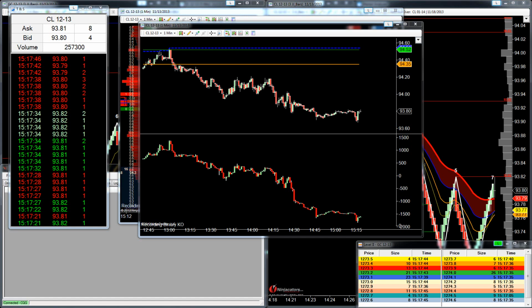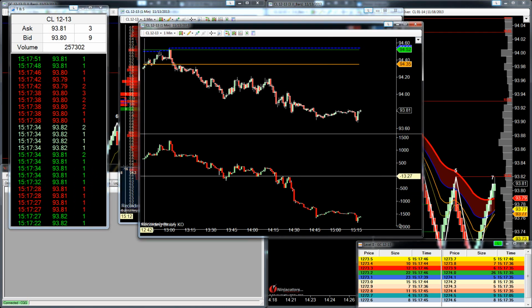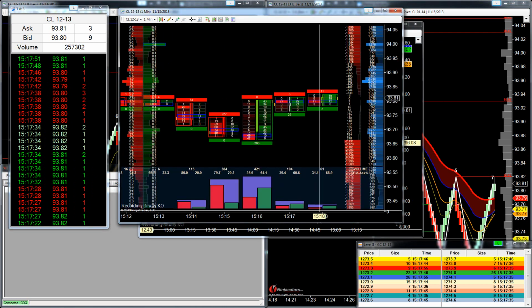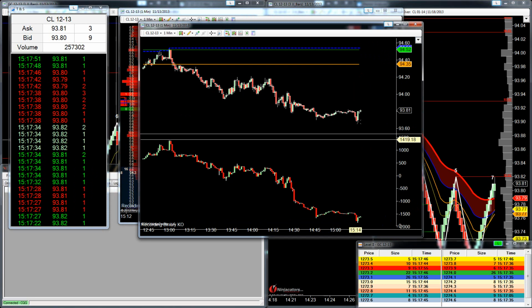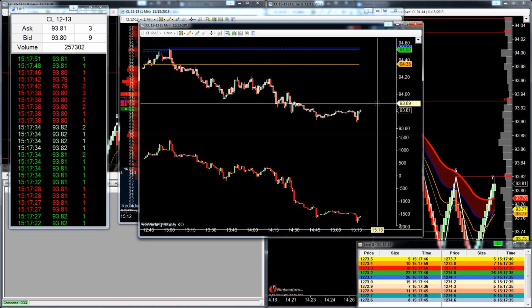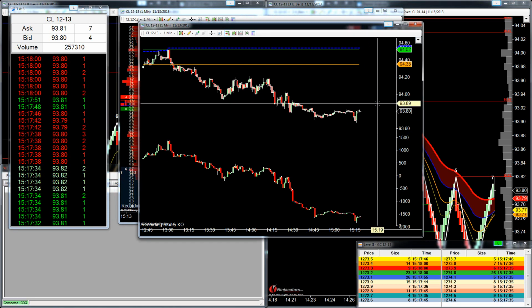Reading. Now, there's a lot of different tools that we can use for tape reading, whether it's the time and sales window, the level 2, GOMI delta volume, the standard GOMI ladder. There's all kinds of different things at our disposal when it comes to looking at tape reading. But let's take a step back really quick.